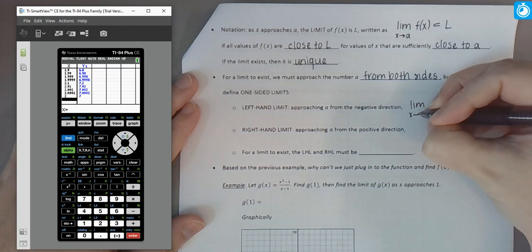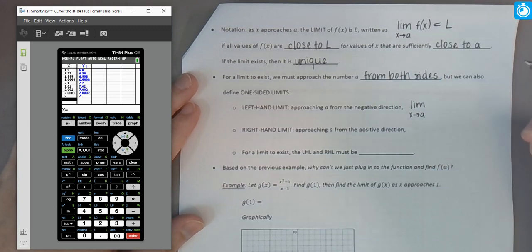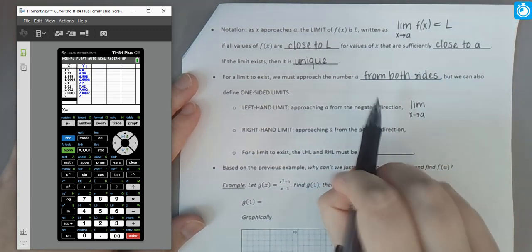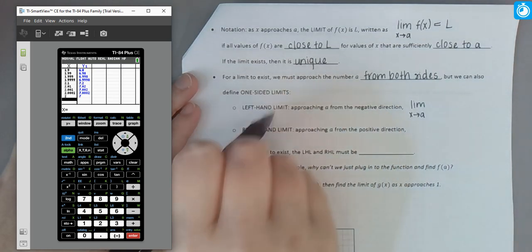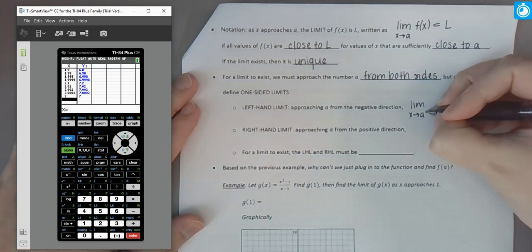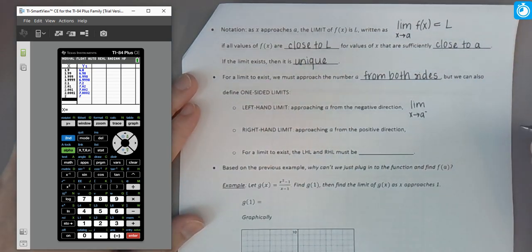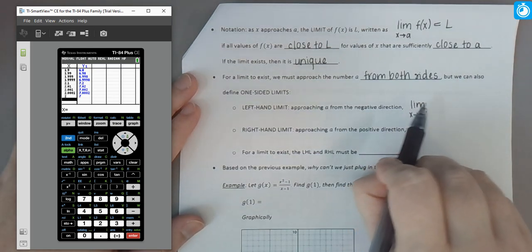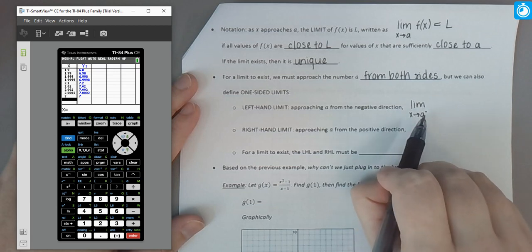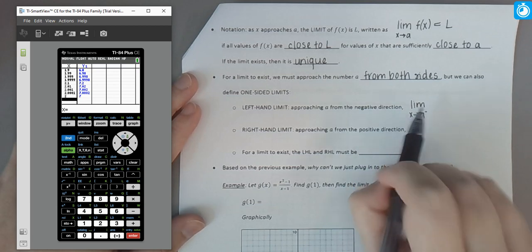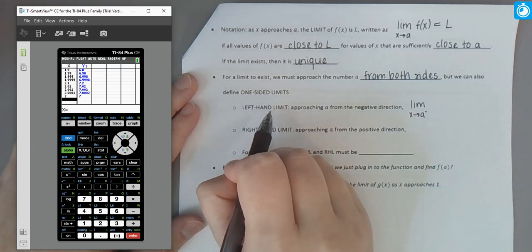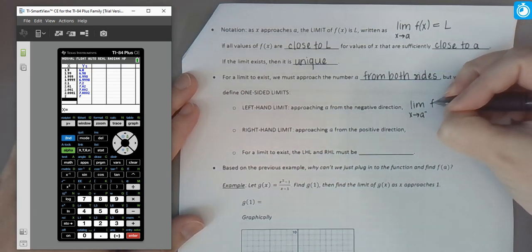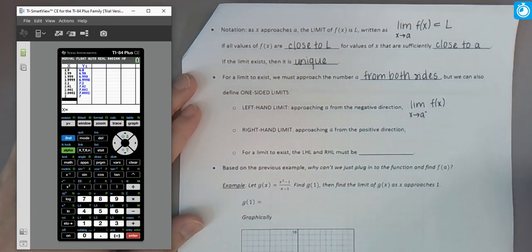x is approaching our number, but in order to indicate that we're approaching from the negative side, from the left, we're going to put a little superscript negative symbol next to the number that we're approaching. So this is the limit as x approaches a from the negative side, in other words from the left-hand side of the coordinate plane, of our function f of x.